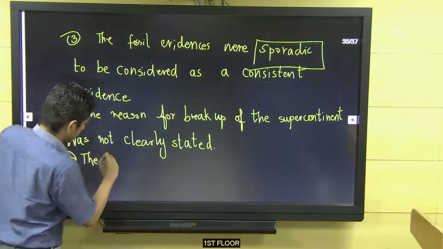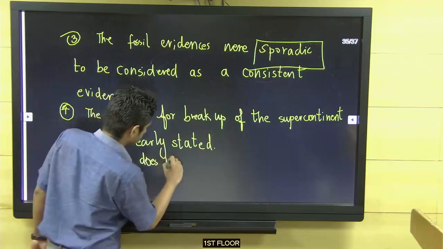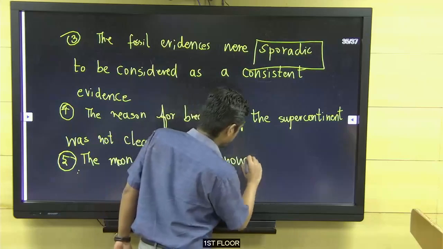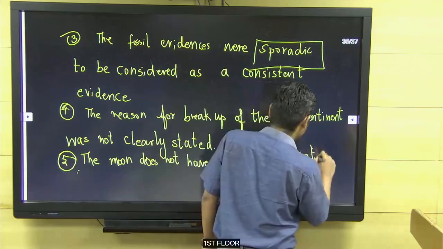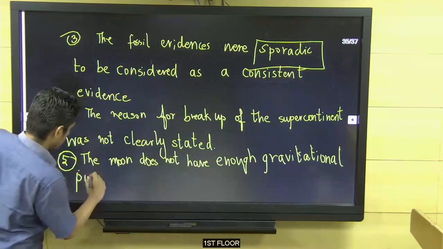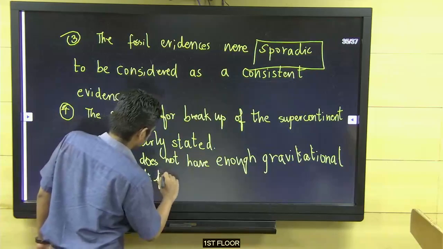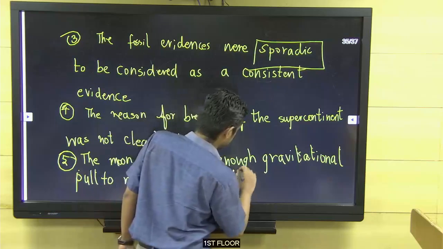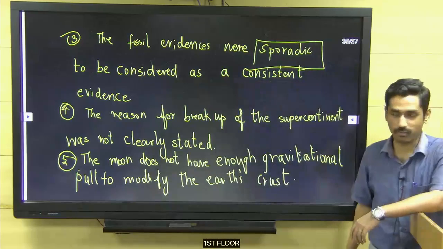Okay. The moon does not have enough gravitational pull to modify the Earth, to modify the Earth's crust. The Moon is a small body, a very, very small celestial body.